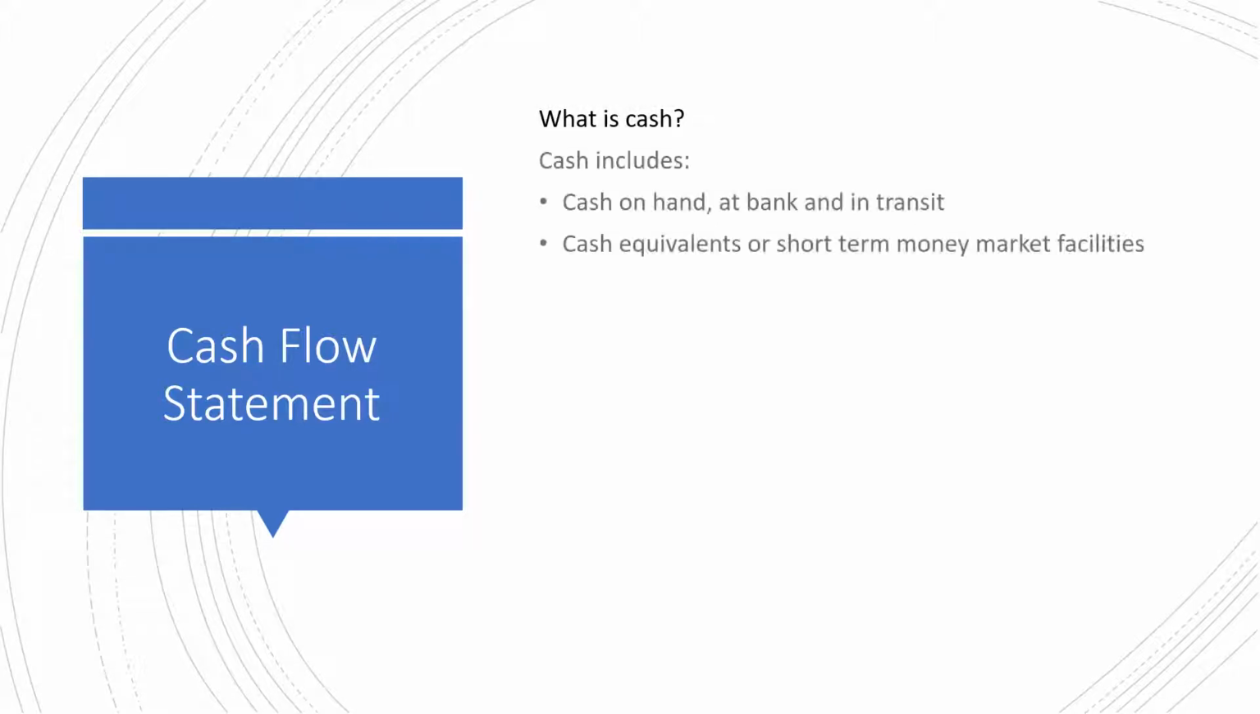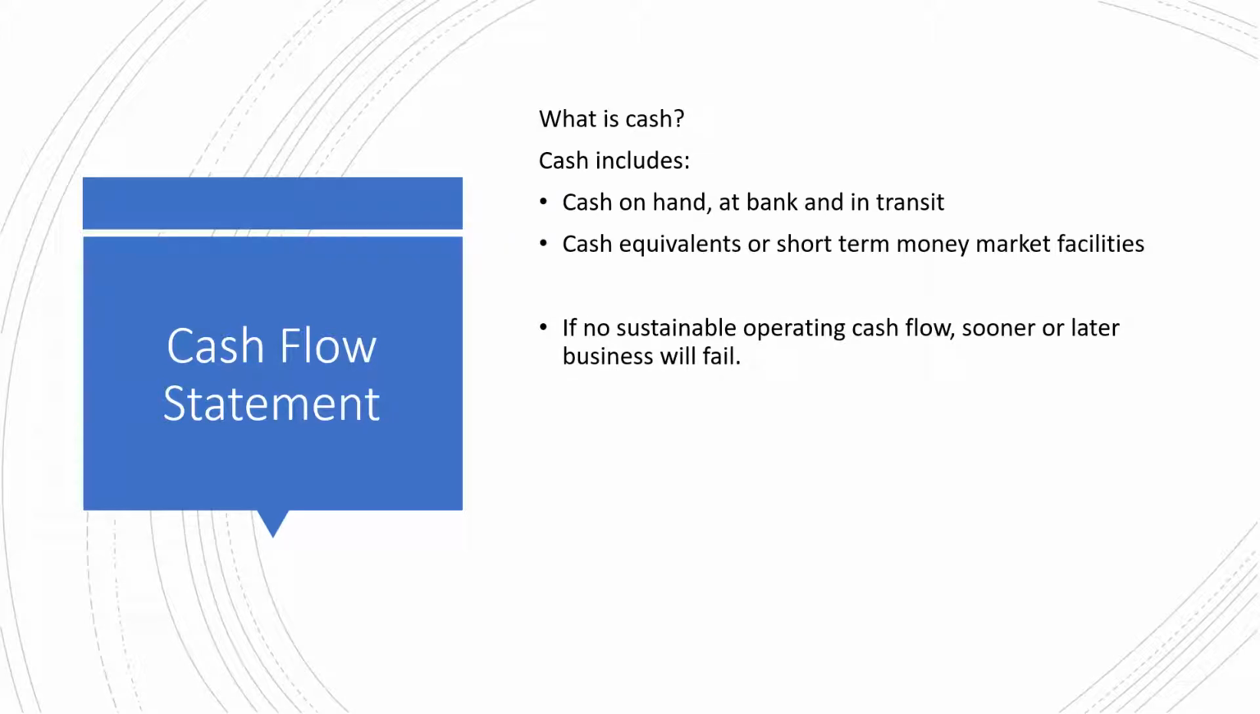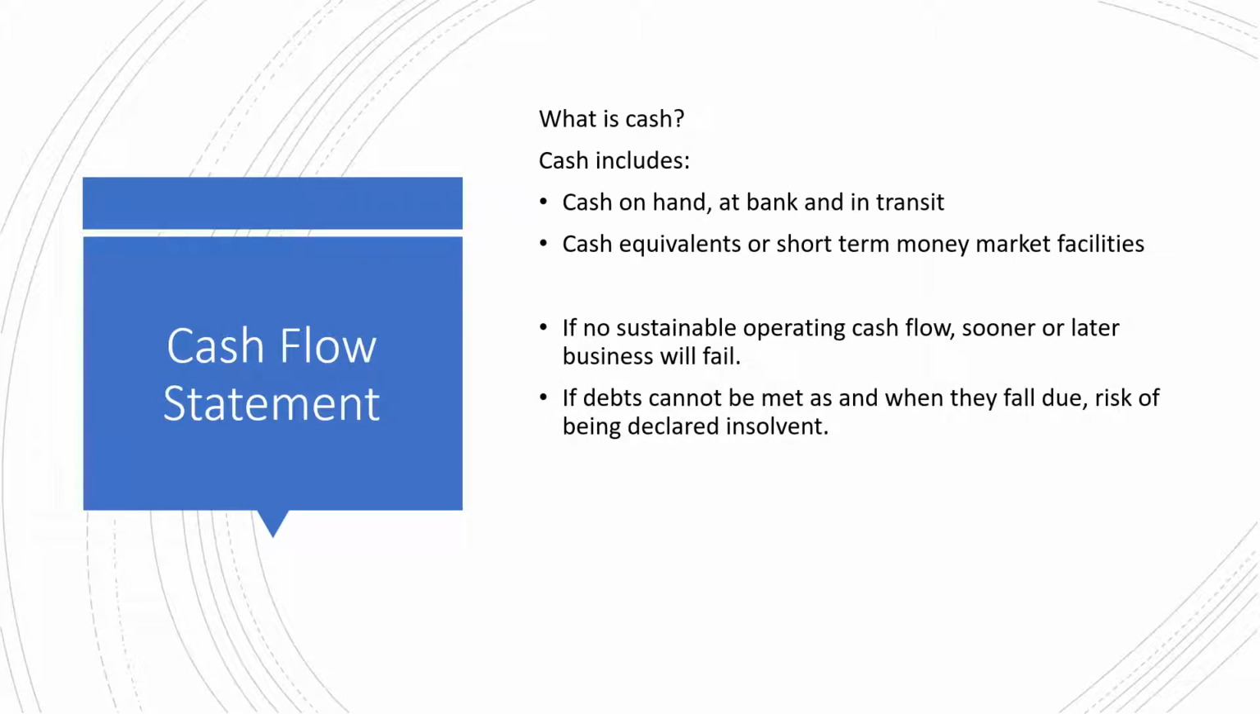What is cash? Cash includes cash at bank, on hand and in transit, cash equivalents or short-term money market facilities. If there is no sustainable operating cash flow, sooner or later the business will fail. If debts cannot be met as and when they fall due, there is a risk of being declared insolvent. Cash shortfalls need managing.